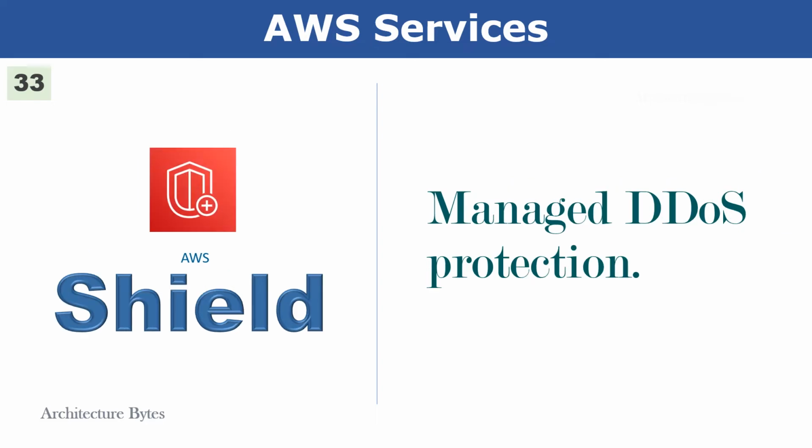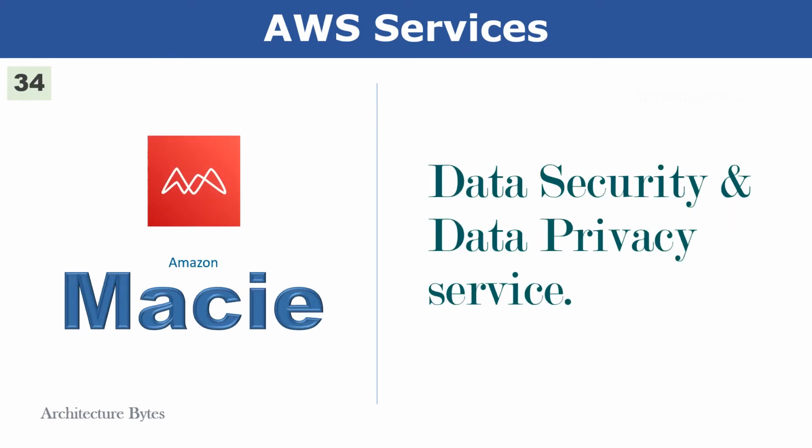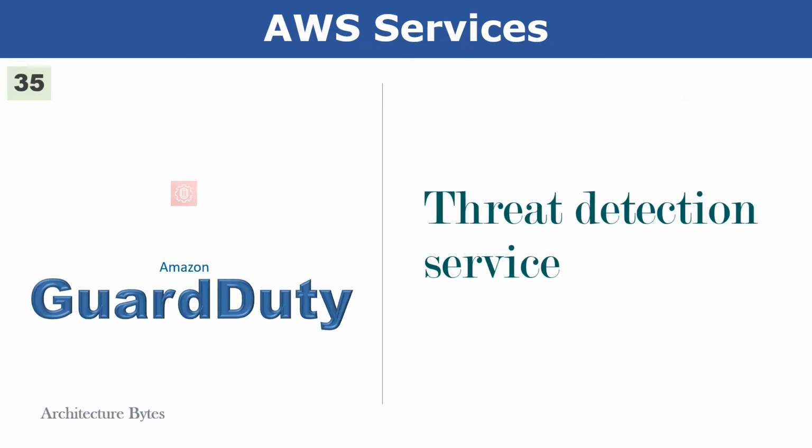Shield is a managed distributed denial of service protection. It inspects incoming traffic to your network and can detect malicious traffic like network floods. Macie is a data security and data privacy service. It uses machine learning and pattern matching to discover sensitive data like personally identifiable information, unencrypted or publicly accessible buckets, and so on, so that you can review and take remedial measures.